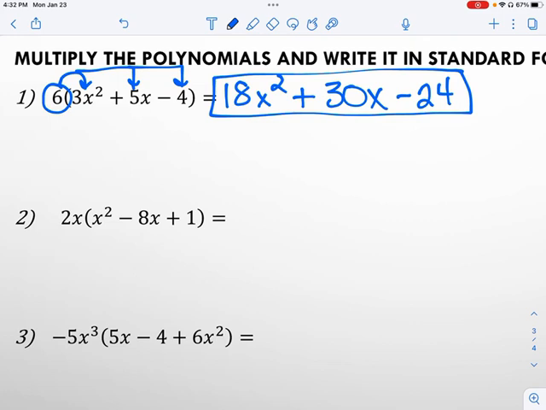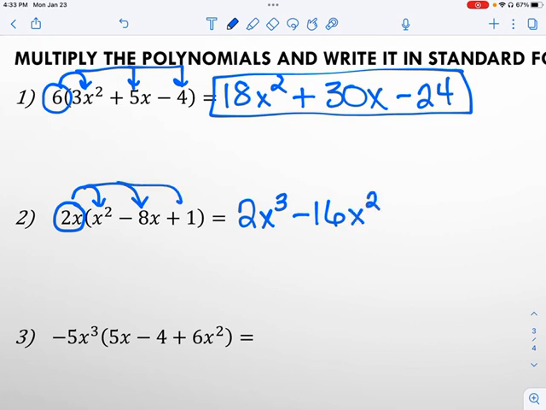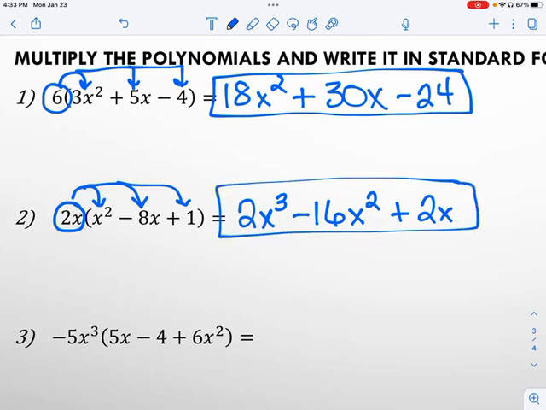Okay, here we go. Now we're going to multiply by 2x to each thing. So I take 2x times x squared. That's going to give me 2x to the third, because remember, that's x to the first times x to the second, and we add those exponents. 2x times negative 8x: 2 times negative 8 is negative 16, and x to the first times x to the first gives me x squared. And then the last one, 2x times 1, is just going to give me 2x. Nothing is alike, I'm written in standard form from greatest to least, and that is my final answer.